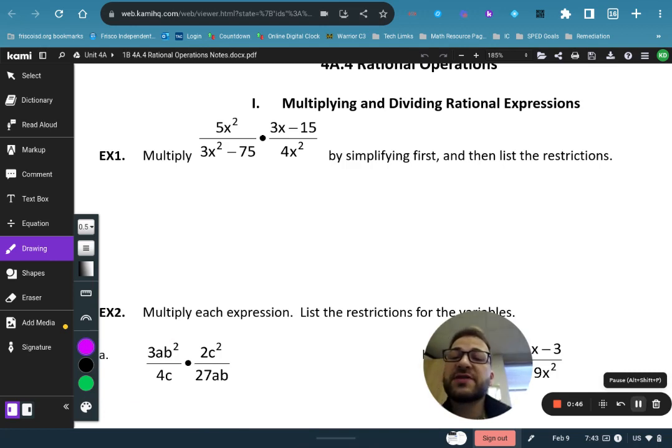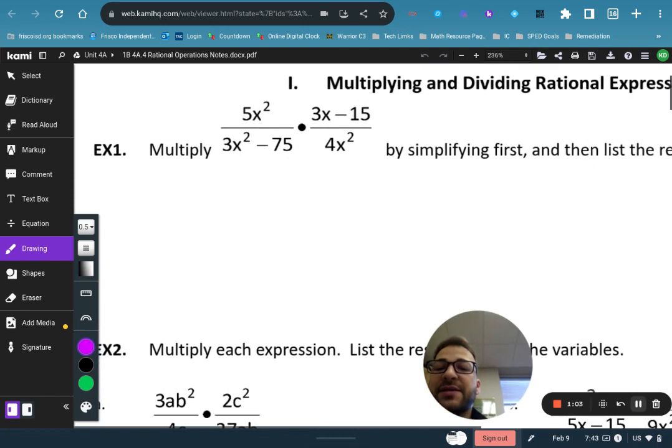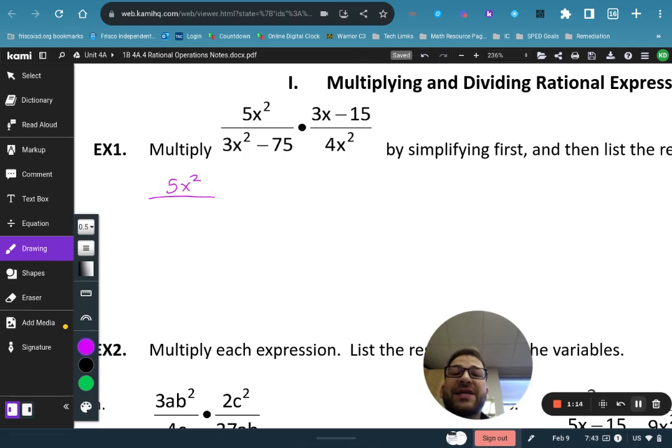So I want to multiply 5x squared over 3x squared minus 75 times 3x minus 15. I want to see if I can simplify anything before I start multiplying. So 5x squared, it's a monomial, it's just a little term. There's not really anything I can do. 3x squared minus 75, though, I can actually simplify. Let's start out by saying 5x squared over, and then on the bottom, 3x squared and minus 75, I can actually take a greatest common factor of 3 out of both of those, which would leave me with x squared minus 25 on the inside of the parentheses.